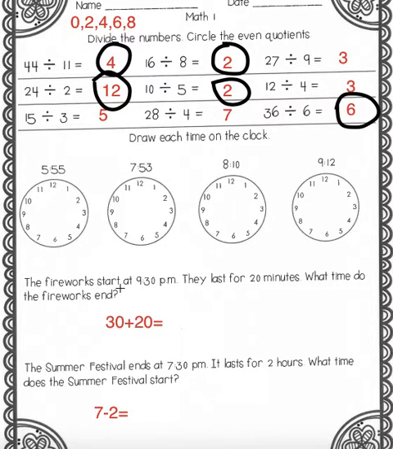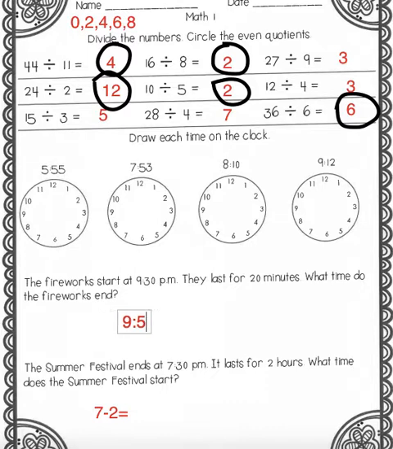So it says the fireworks start at 9:30 p.m. They last for 20 minutes. What time do the fireworks end? So if I'm thinking about minutes here, because it's talking about 20 minutes, our minutes in this time, 9:30, was 30, okay? And it said they lasted for 20 minutes. So I'm going to take my 20 and my 30, and I'm going to add them together. So that would be 50, okay? So that would mean that our minutes change from 30 to 50, and our hours stay the same. So it would be 9:50, and it would still be p.m., okay?